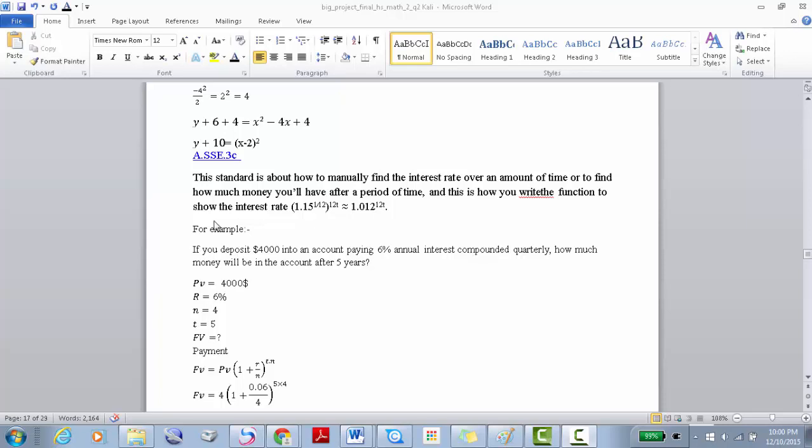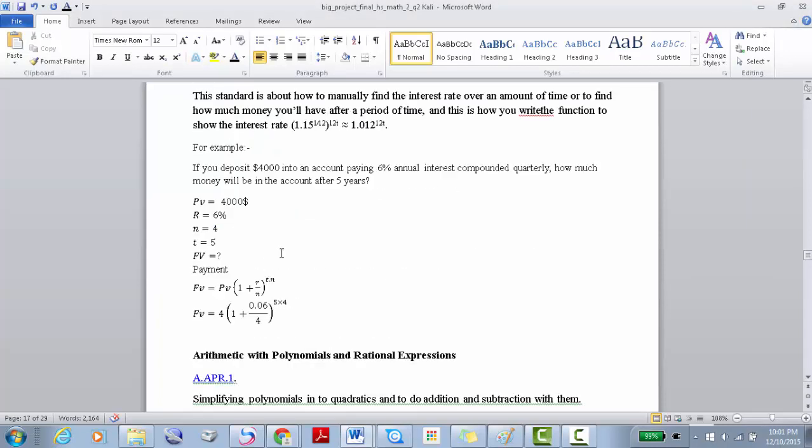The example I did is if you deposit $4,000 into an account paying 6% annual interest compounded quarterly, how much money will be in the account after 5 years? So PV is the money that you deposit now. 6% is the annual interest that the bank gives you. 4 is for quarterly because 4 means like 1 over 4. So n equals 4. And t is 5 because it's the time, it's the amount of years. So FV is like the payment, right?